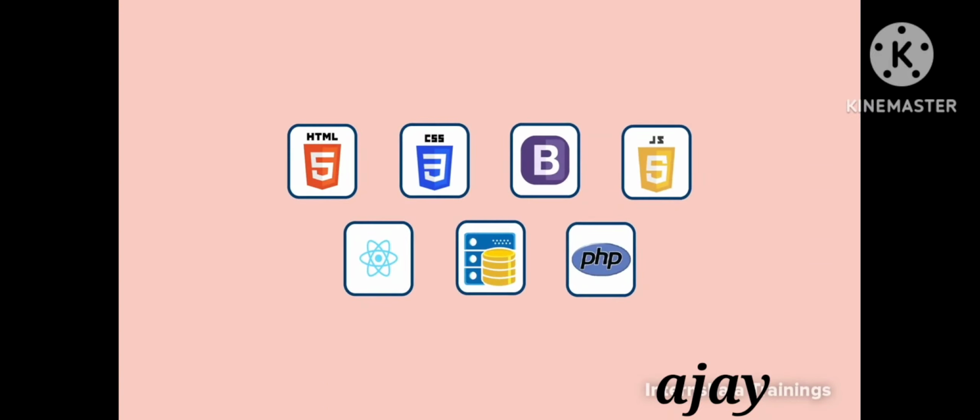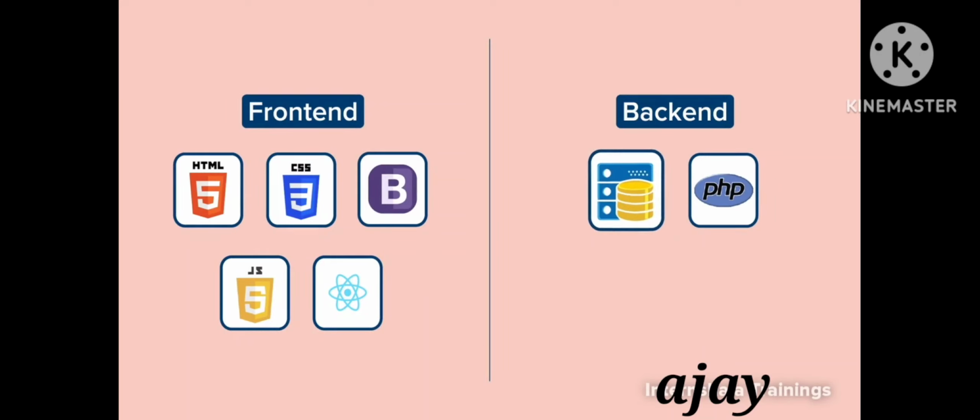To summarize, in this training we will learn 7 different web technologies. In the front-end part, we will learn HTML, CSS, Bootstrap, JavaScript and React. In the back-end, we will learn DBMS and PHP. Don't worry if all these terms sound too complex. We will cover all of these technologies in great detail and you will eventually get comfortable with all of these.